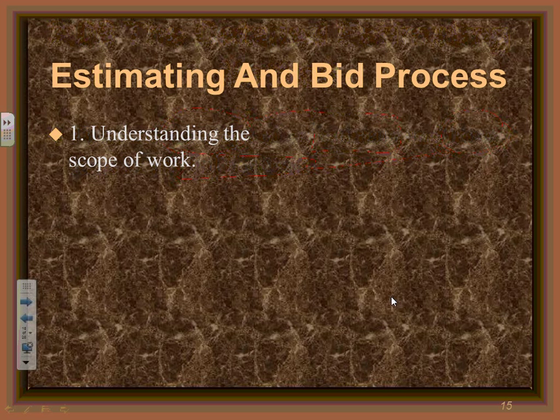Okay. So, the estimating and bidding process: 9 steps altogether. You're going to see you already know 1. Step number 1 is understanding the scope of work. What is the project all about?